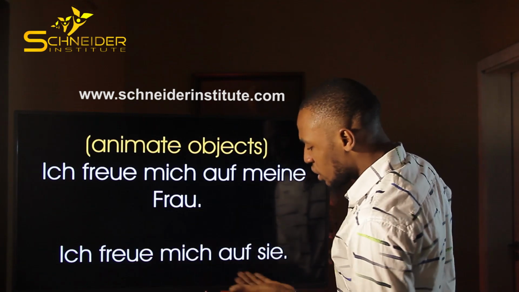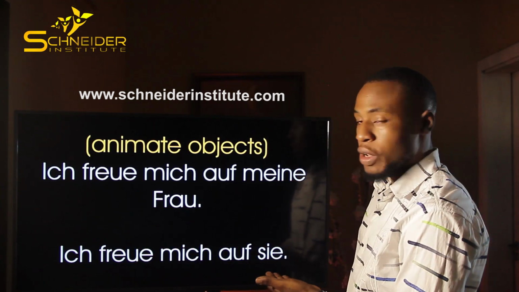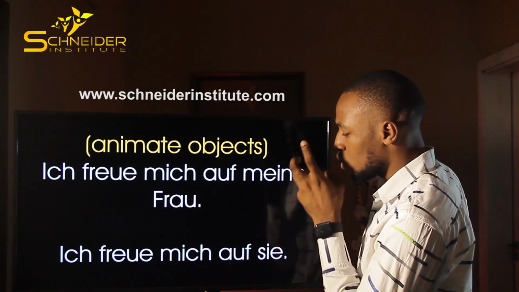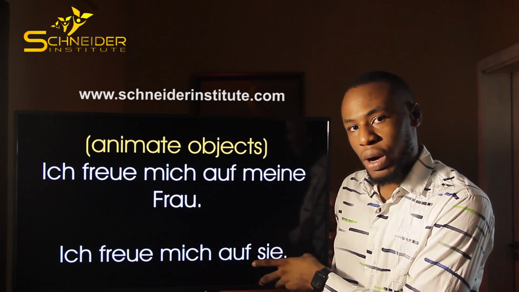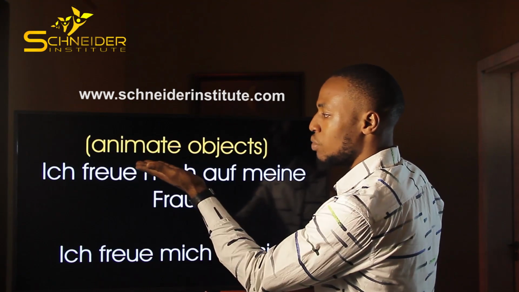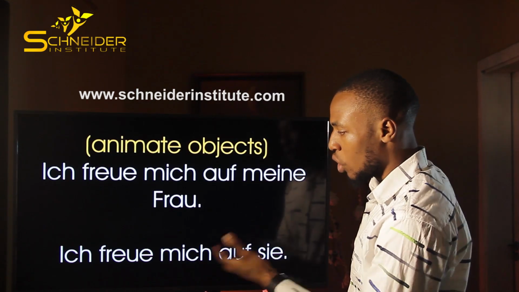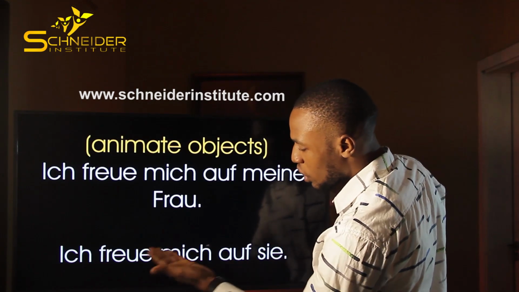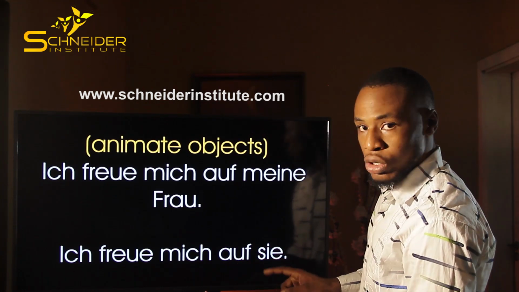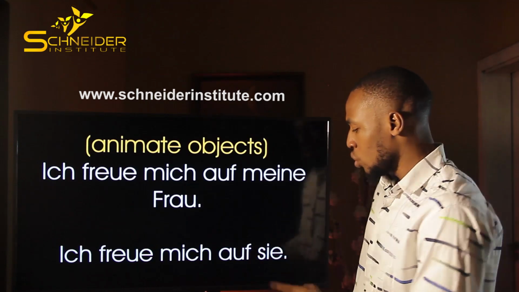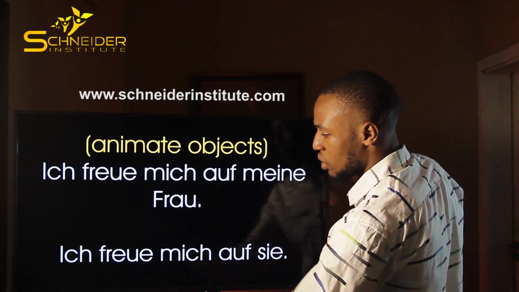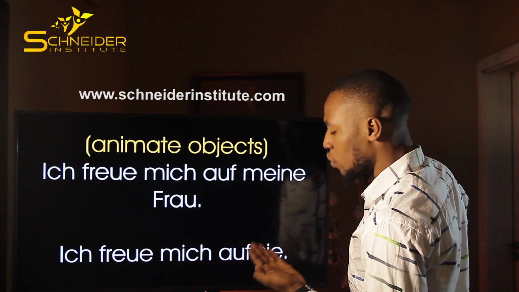If I'm to write this sentence using the preposition and pronoun, as I told you earlier on, I can't use the da compound in this case. The reason for this is because the object I'm dealing with is an animate object. So all I have to do here is say, Ich freue mich auf sie. Recall, sie means her. So I'm looking forward to seeing her. I can't use darauf in this case because this is an animate object.